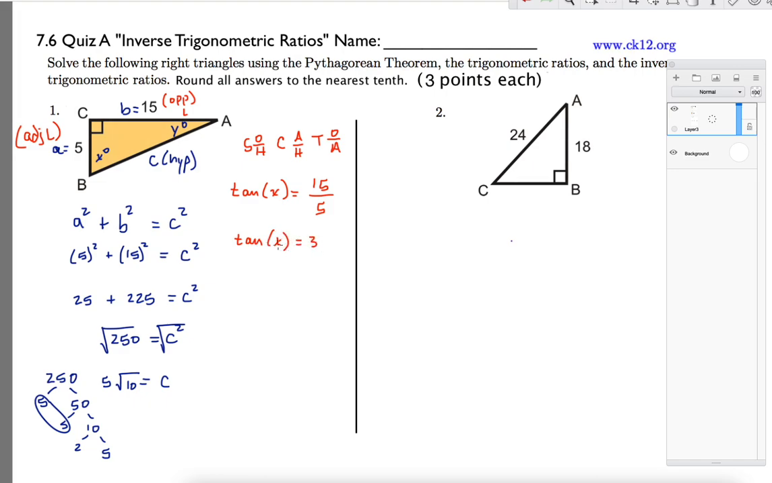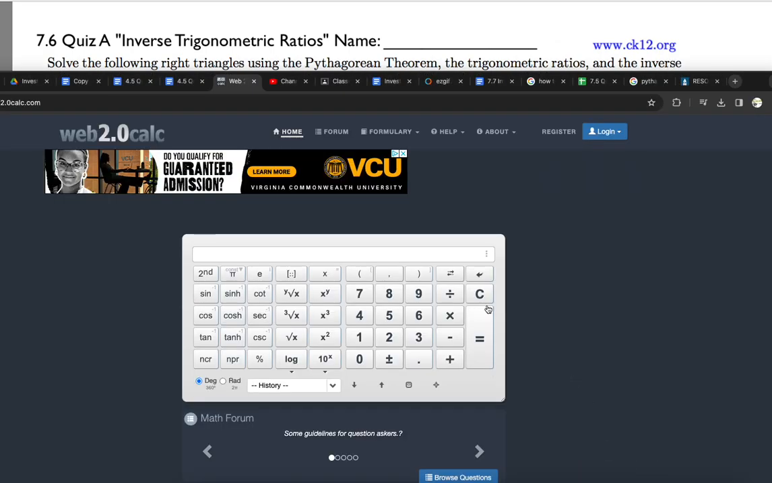Now I'm trying to solve for x, but it's wrapped inside this function tangent. The way we get rid of the tangent function is to take the inverse of it. If I take the inverse tangent of both sides, I get x equals the inverse tangent of 3. Now we can go to our calculator. Make sure you're in degrees here, not radians. We're going to do second, tangent, which is the same thing as arctangent. It also means inverse tangent, tangent to the negative 1.